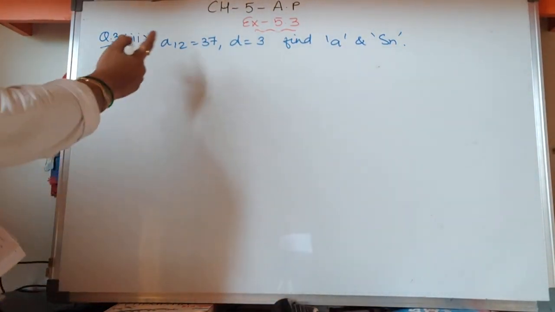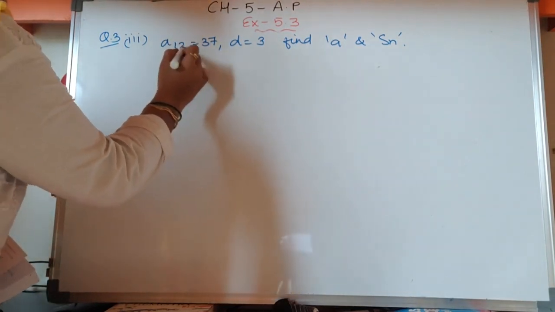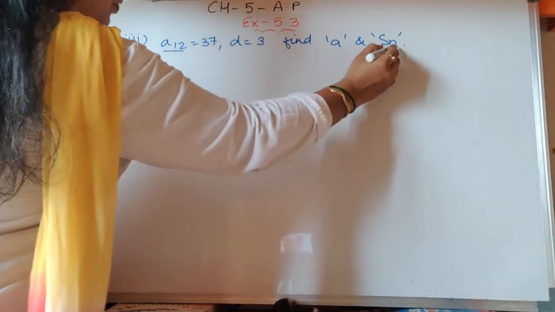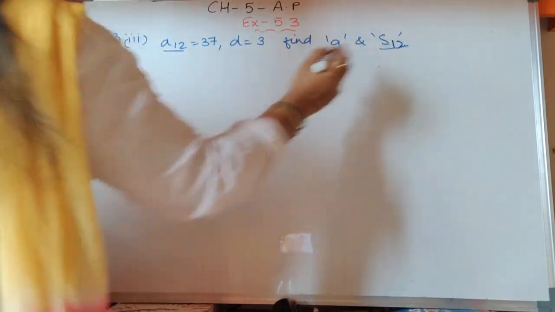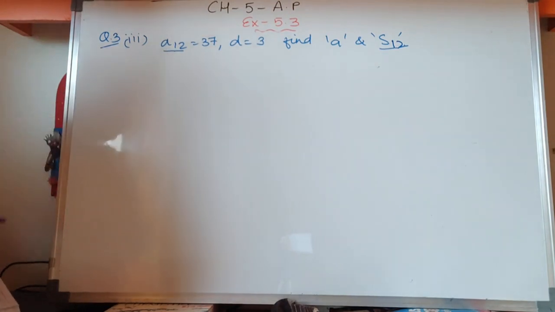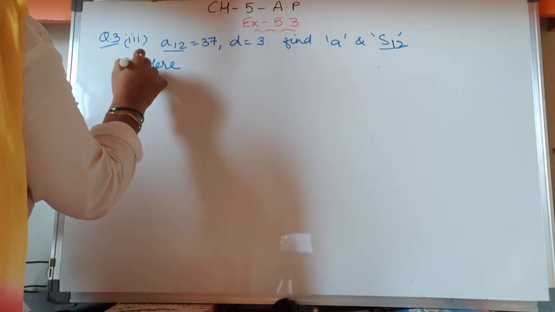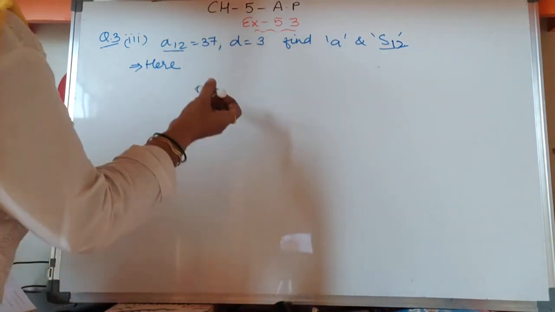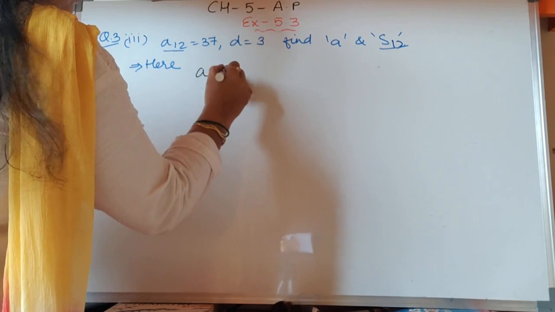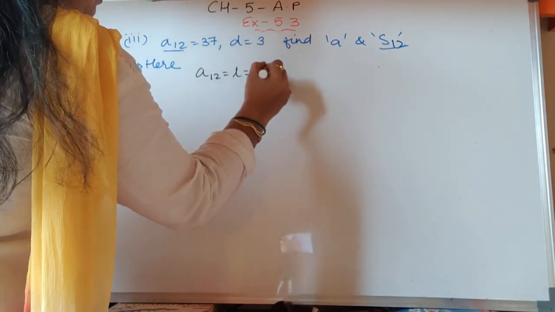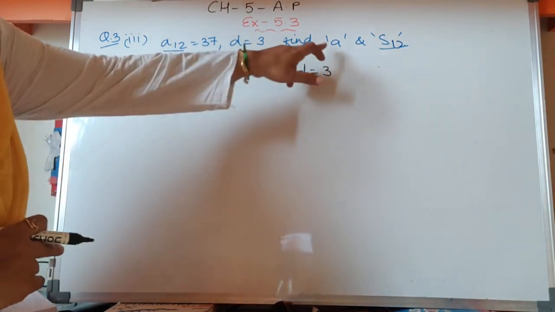Now let's continue with the third one. Here a12 is given and we have to find out S12. So again I take a12 as the last term. So here a12 is equal to l is equal to 37. The value d is equal to 3. And they are asking to find out small a.